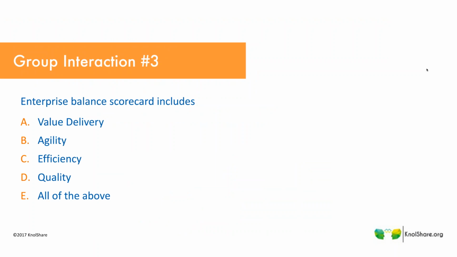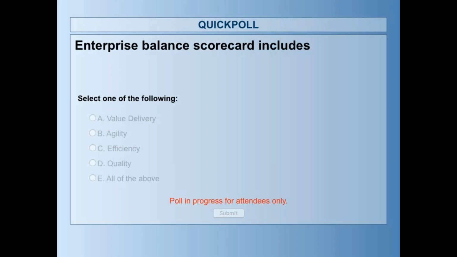Now, we're back to one more interaction before we get into a few questions. So let's talk about the enterprise balance scorecard, and it includes A, value delivery, B, agility, C, efficiency, D, quality, or E, all of the above. What do you guys think? Dan, how are customers really going through and making sure that they have a balanced scorecard in terms of looking at initiatives? What are you saying?